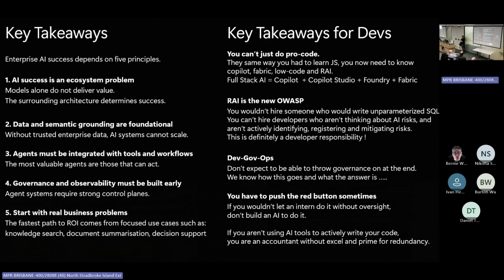So I think as developers, if you want to build AI, you've got to start thinking about responsible AI the same way that you've got to think about OWASP. I invented this, DevGovOps. Has anyone heard it before? This might be the first outing of DevGovOps.